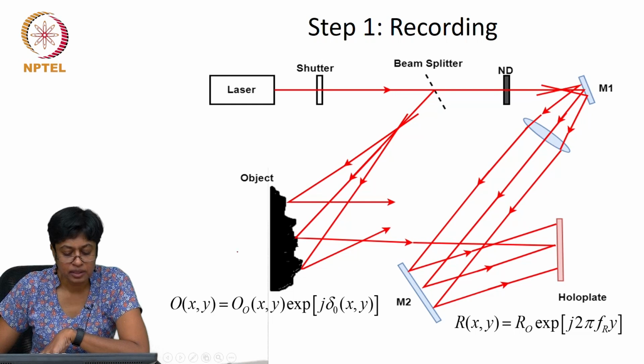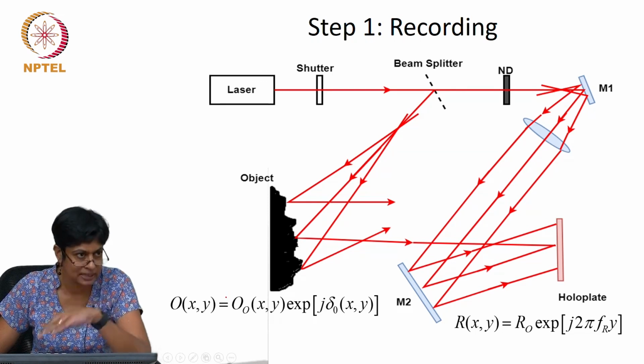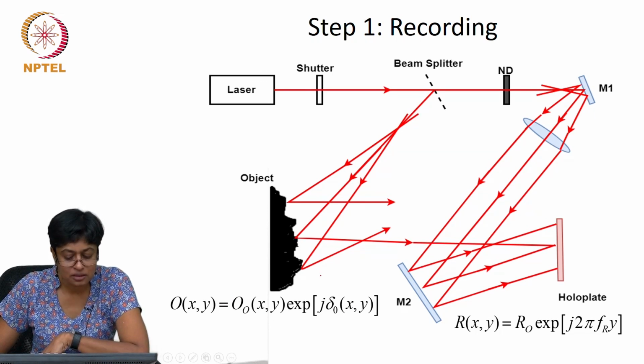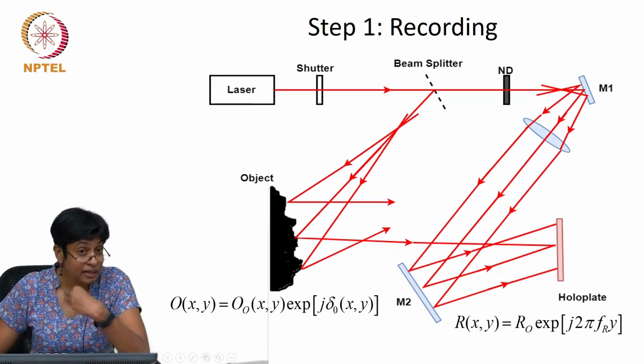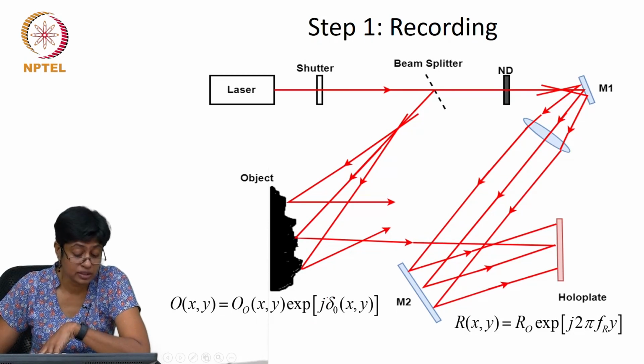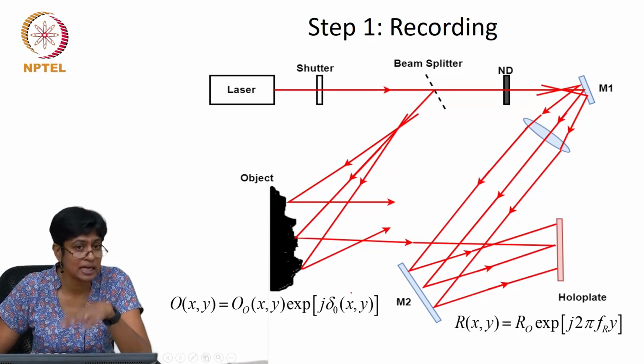Now, I've written out expressions here. This is the expression for the object wave. It has a certain amplitude that varies laterally. It has a certain phase. Therein lies the information. I don't know what that is, so I have just represented it as delta naught. Again, it varies laterally, so it's a function of x and y.